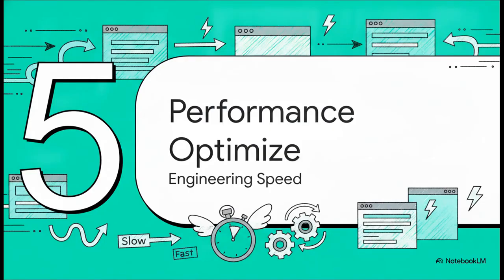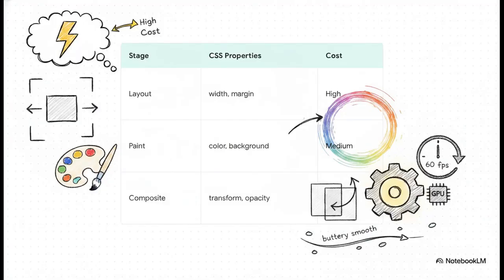Section 5. Performance and Optimization. Engineering for absolute speed. All right, this is where it all comes together. Not all CSS changes cost the same. If you use JavaScript to change a layout property, like width or margin, you force the browser to rerun layout, paint, and composite. That is a wildly high cost.